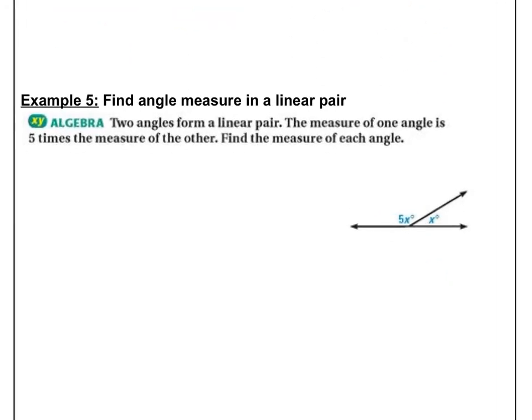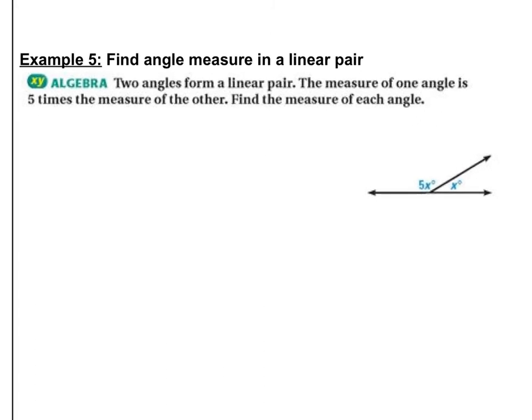Okay, all right, last one. Two angles form a linear pair. Find the measure of each angle. So again, a linear pair makes a straight line, or another way of thinking it is it equals 180 degrees. So I can take this angle plus its other angle, set it equal to 180, and then I can solve.